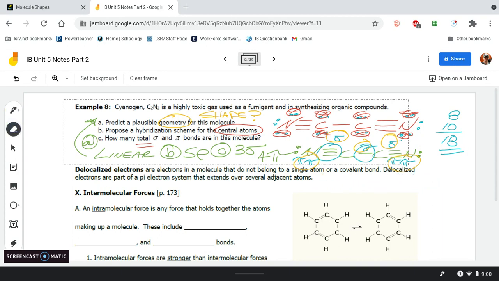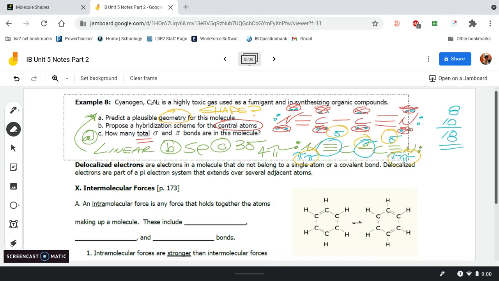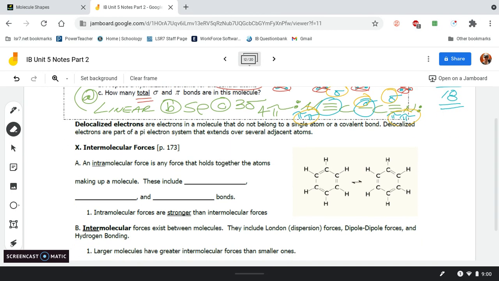So let's see where we're at with time. Let's talk real quick about this term delocalized electrons, and then we're going to go on to the next video. We're going to go into intermolecular forces, which is kind of complicated. Really, there are some memorization pieces you'll have to do, but we'll go into that on the next one.